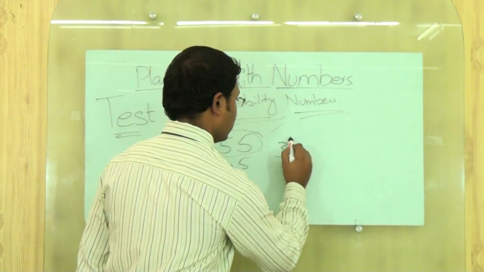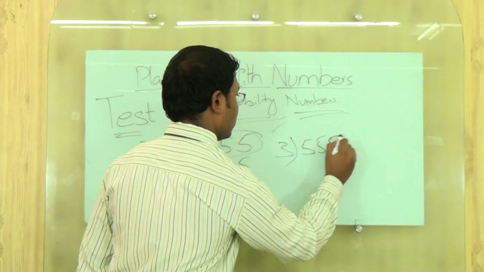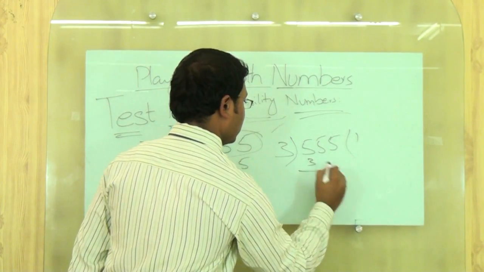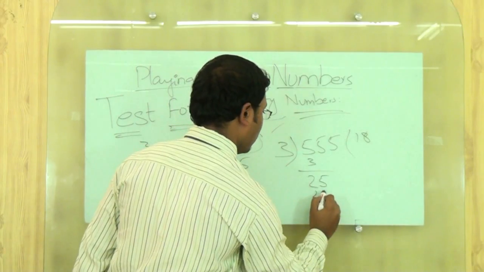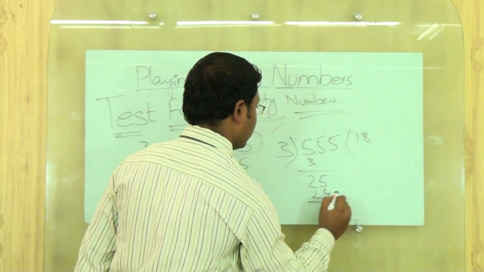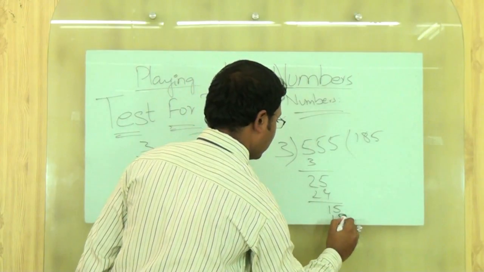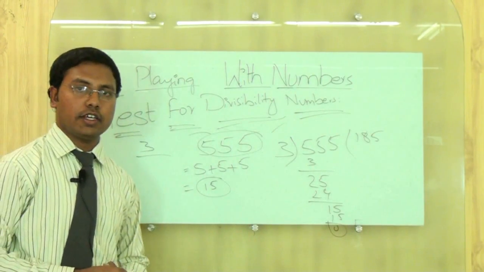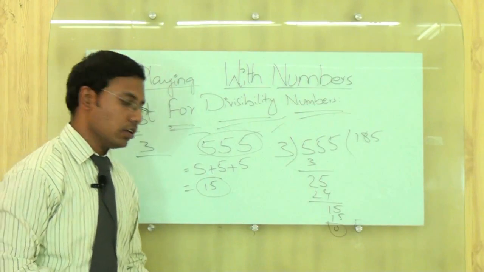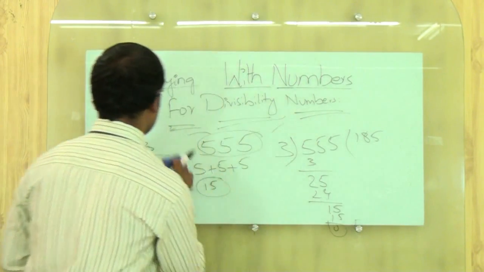Let us check here. 3 into 555. 3 1s are 3, 2 carry, again 5 here. 3 8s are 24, 1 and again 5 here. 3 5s are 15. So it is satisfying the condition. So the number 555 is exactly divisible by the number 3. Hence the condition is satisfied here.